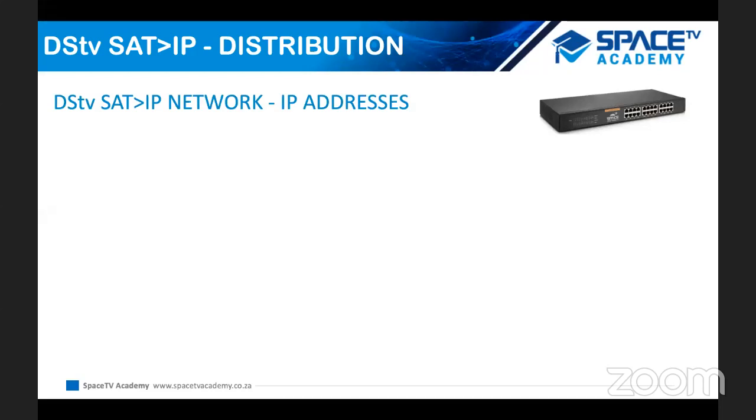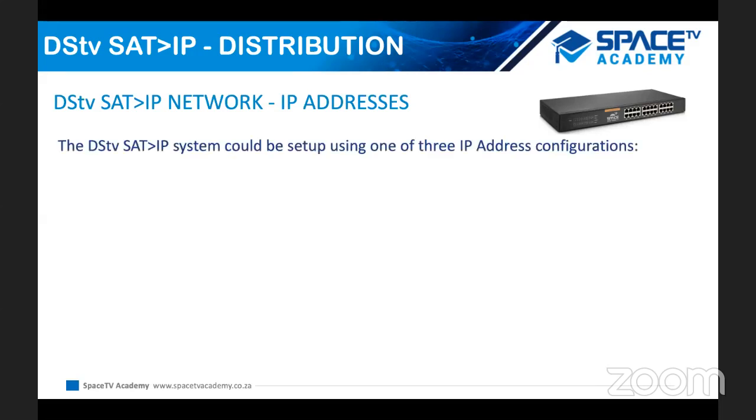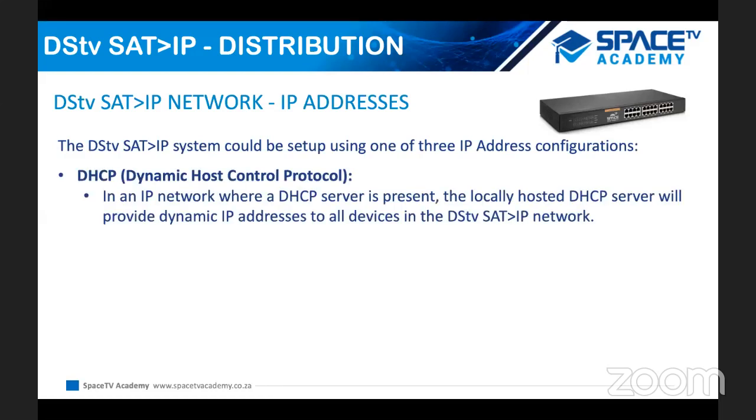If I send a letter to Mark Robertson and I throw it in a post box, it will never get to him. But if I put his physical address, or his postal address, on there, it will get to him. So that's why it's important, because this data information gets pushed to different devices, that each device has an address and a unique IP address. Now, the DStv SATIP system can be set up using one of 3 IP address configurations.